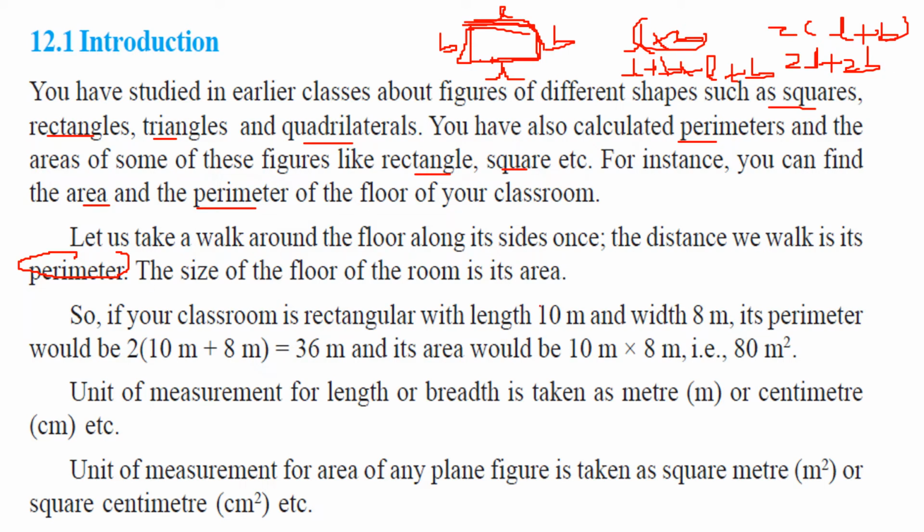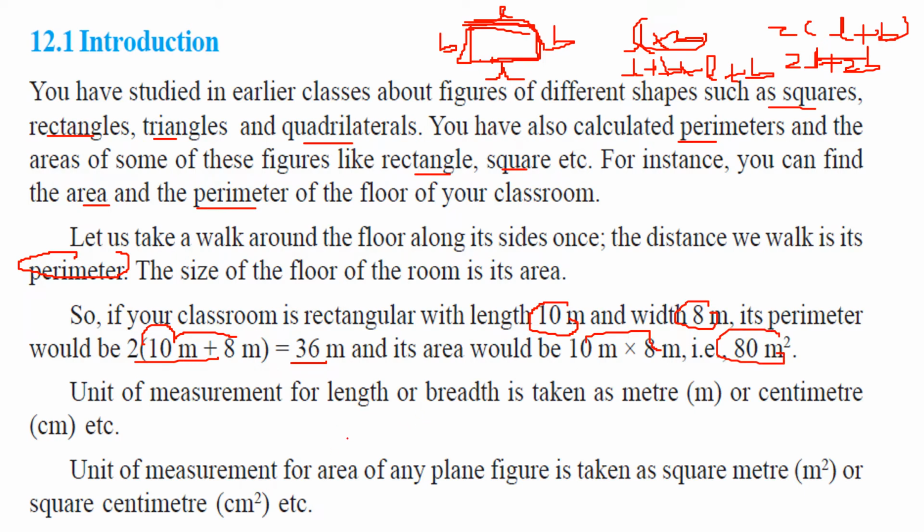So for instance, if 10 is the length and 8 is the width, the perimeter, putting in this formula, you get 2 into (10 plus 8), that is 18 into 2, 36. And the area would be 10 into 8, that will be 80 meters square.